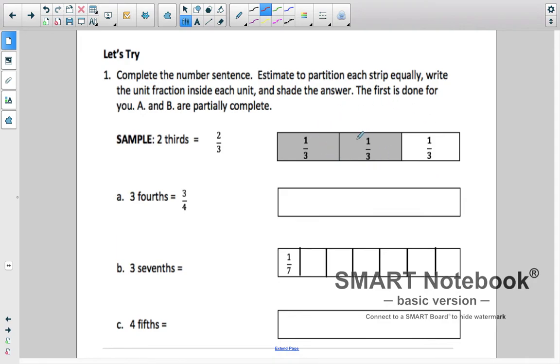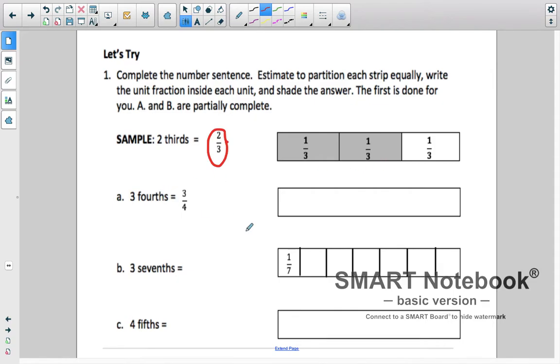They have 2/3. They broke up and partitioned their strip into 3 equal parts, 1, 2, 3, and they shaded 2 pieces because the problem is saying 2/3. The unit fraction is 1/3 because remember, unit fraction is only one piece of the strip or the shape.